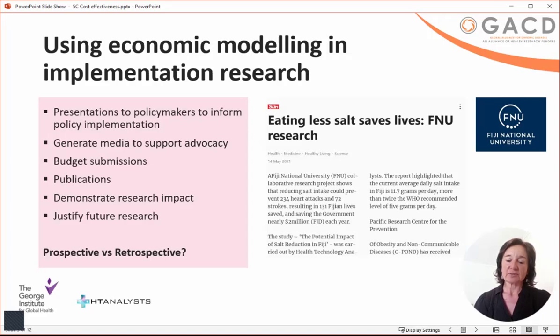Most grant proposals will be strengthened by the inclusion of economic modelling, so it's important to understand and be aware of the different uses. I'll now hand over to Irene, who can provide a more detailed overview of how to approach cost effectiveness modelling. Thank you.